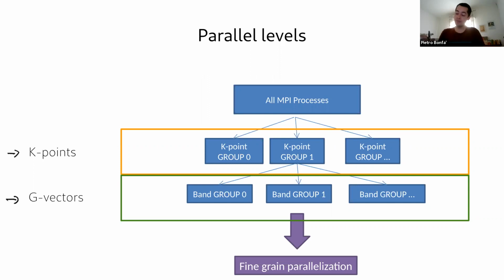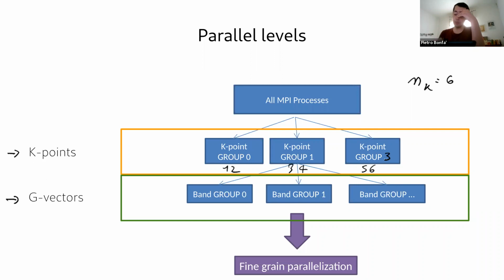Let's think we have 6 K points, and you decide to have 3 groups of workers. This first group will work on K points 1 and 2. This second group will work on K points 3 and 4, and this one on 5 and 6. But you may have more processes.